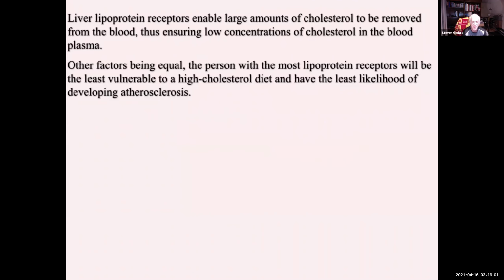So everything being equal, the person with the most lipoprotein receptors will be the least vulnerable to a high cholesterol diet and have the least likelihood of developing atherosclerosis, because the cholesterol is being absorbed out of the bloodstream by the low density lipoprotein receptors on either the liver or the other cells.